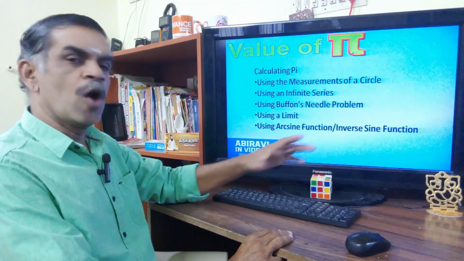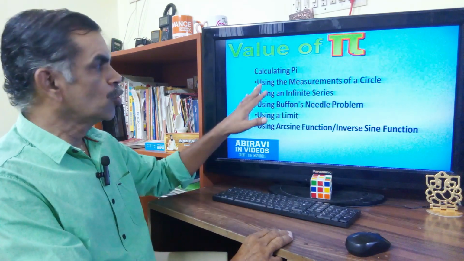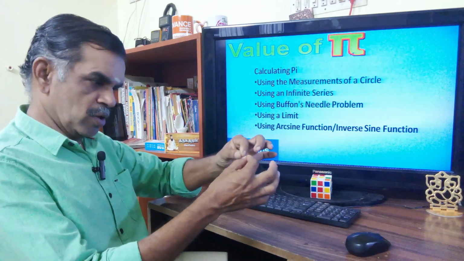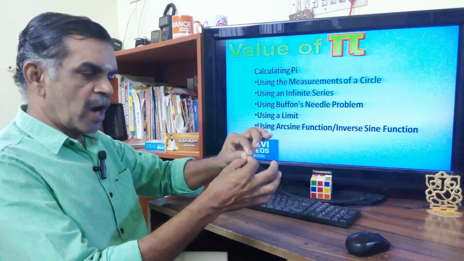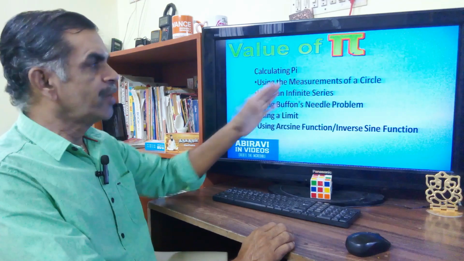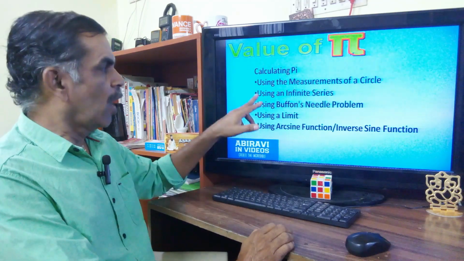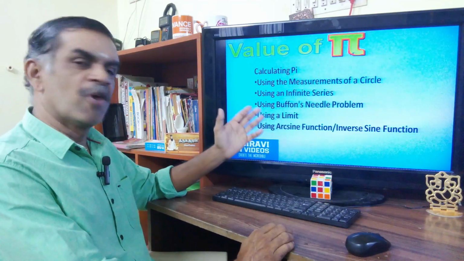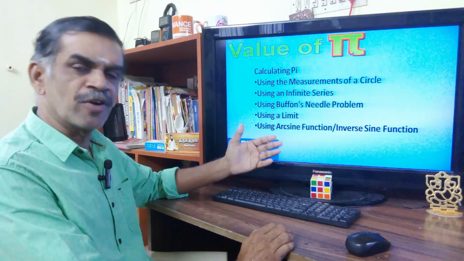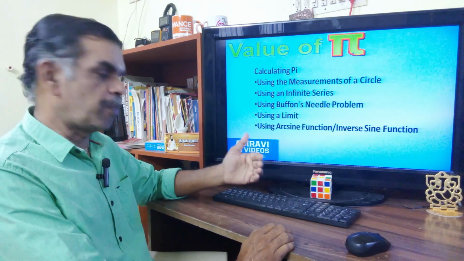So how did they calculate pi? There are many methods to calculate the value of pi using the measurement of the circle. By using a string or a twine, keeping the twine over the circle and finding the length of the twine, they calculated the diameter of the circle and calculated pi. Other methods use an infinite series, the Buffon needle problem, a limit, or the arcsine, the inverse sine function. Many mathematicians tried many methods to find the value of pi.